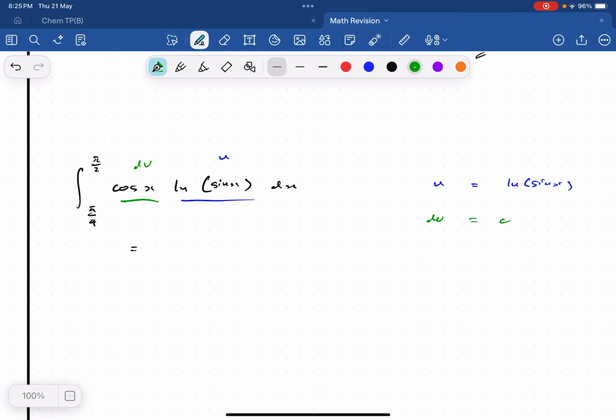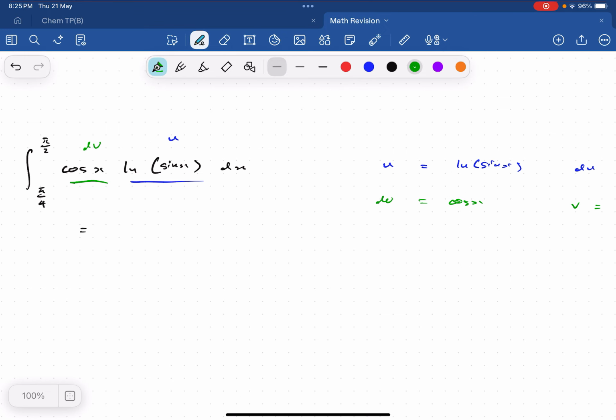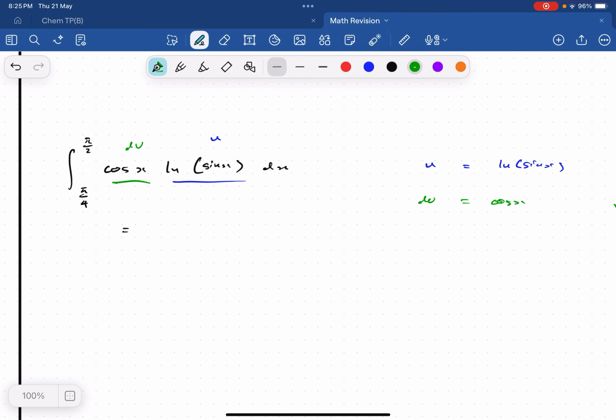So if this is cos x, then v is just going to be the integral of cos x, which is sine x. So you differentiate sine x, you get cos. You differentiate cos, you get minus sine. Then it's the other way around for integration. You integrate sine, you get negative cos. You integrate cos, you get positive sine. Okay? So please don't confuse all this basic stuff that you learn in Sec 4 E-Math, okay?